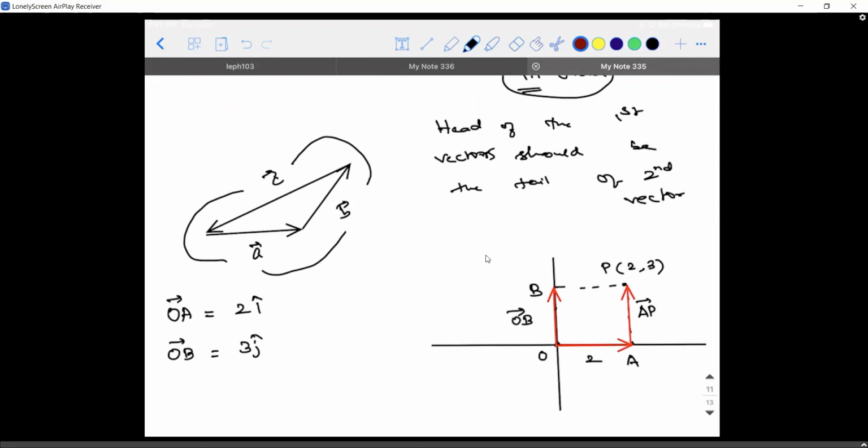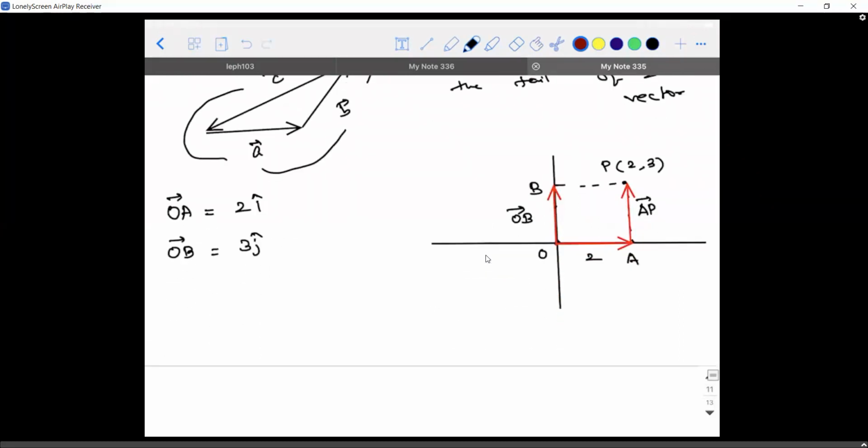This vector is called OB vector. Now, using the concept of types of vectors, tell me what is the relation between OB vector and AP vector? Are they parallel or equal? It forms a rectangle, no? So can I say OB vector is equal to AP vector? Guys, accepted? Yes, because they have the same magnitude and same direction. So if OB vector is 3j cap, AP vector is also 3j cap.